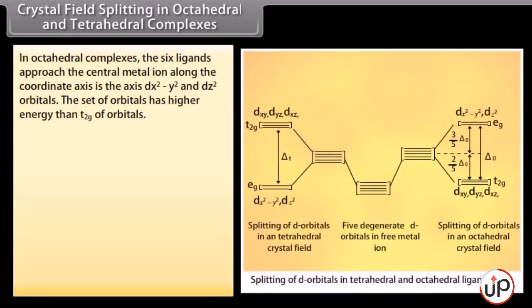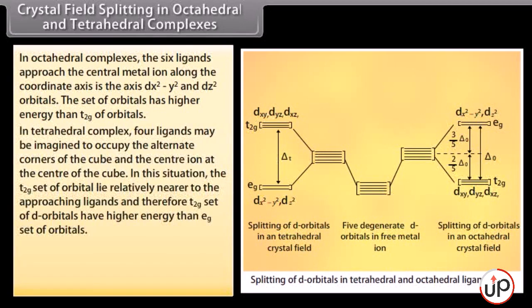Crystal field splitting in octahedral and tetrahedral complexes. In octahedral complexes, the 6 ligands approach the central metal ion along the coordinate axis, that is, the axis of dx2-y2 and dz2 orbitals. The set of eg orbitals has higher energy than the t2g orbitals.